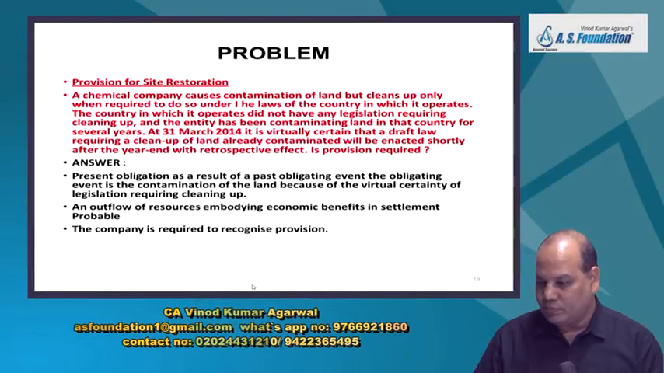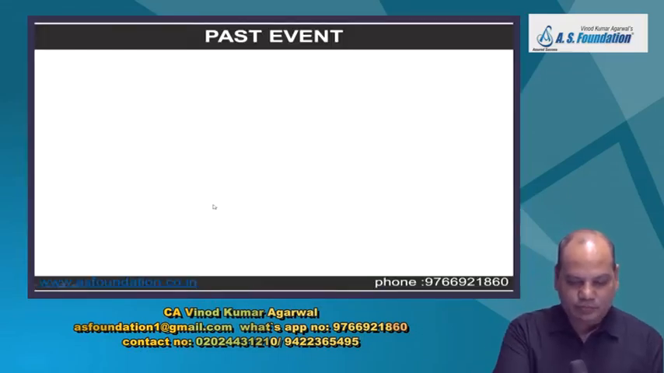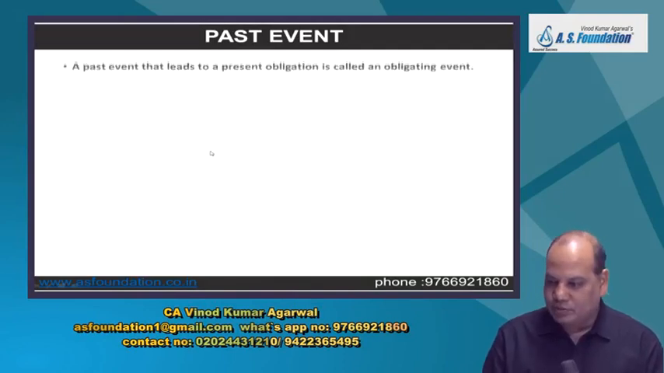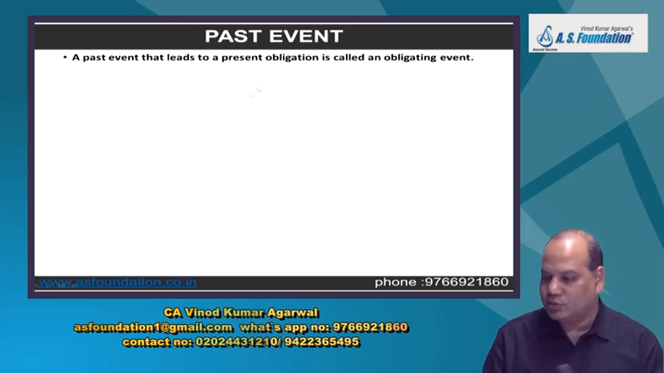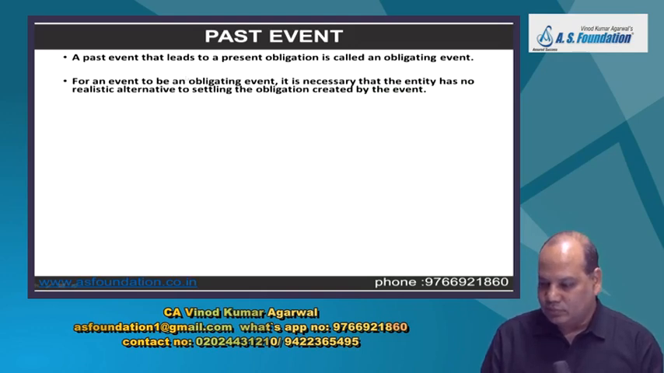Now come to the next part of this wonderful chapter: past event. Have we discussed past event? A past event that leads to a present obligation is called an obligating event. For an event to be an obligating event, it is necessary that the entity has no realistic alternative to settling the obligation created by the event. Then it is called an obligating event. The entity has no other alternative but to settle the amount.